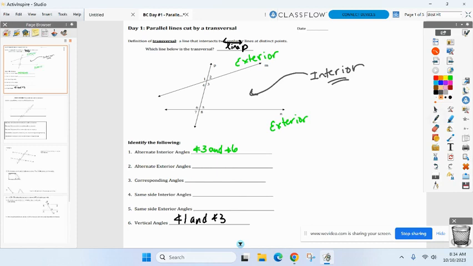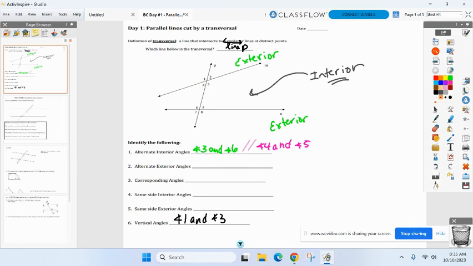Good. Now, that's not the only pair that I would consider alternate interior. What's the other pair I haven't touched that are also opposite and inside? 4 and 5. Okay, those are considered alternate interior angles.